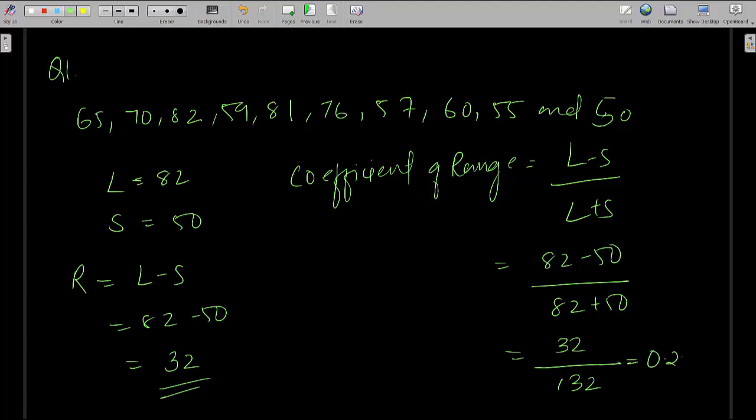Okay, 0.24. So this is your relative measure. 0.24 is the answer. Clear? So this is question number 1.